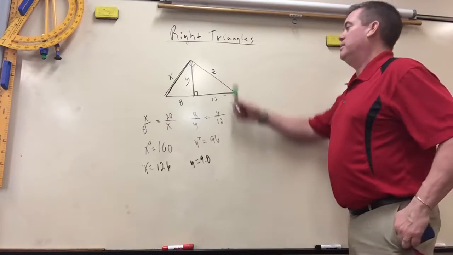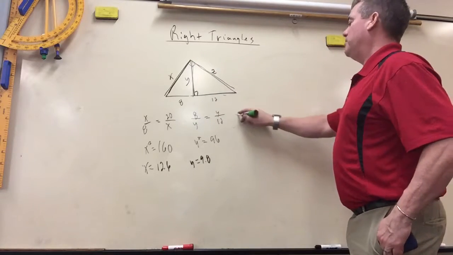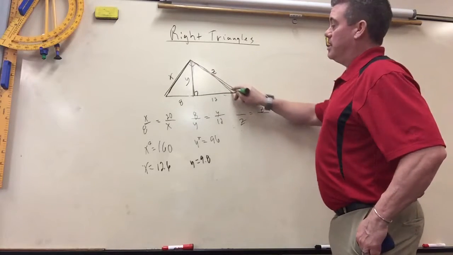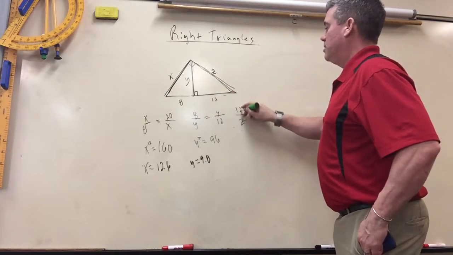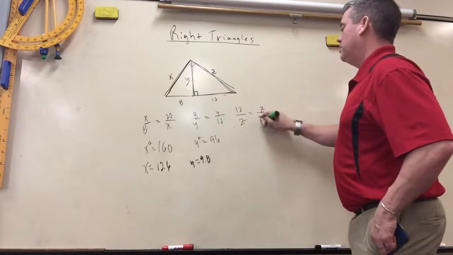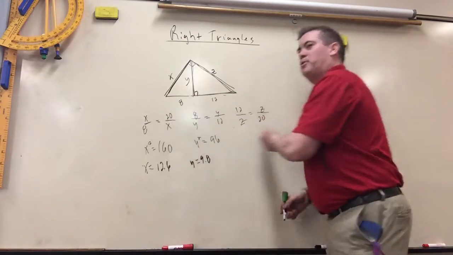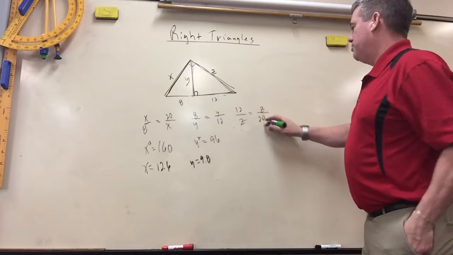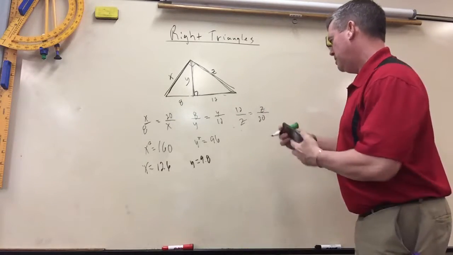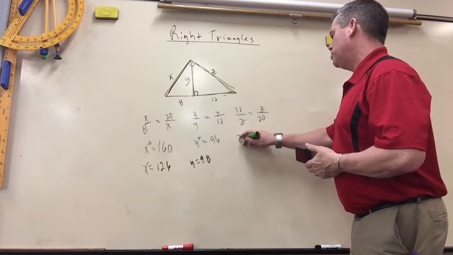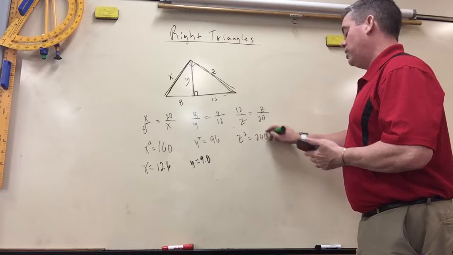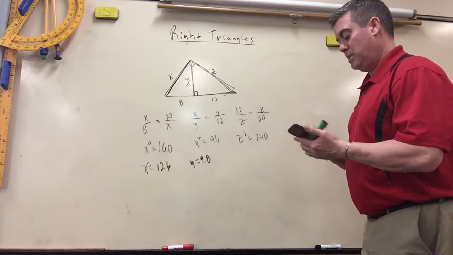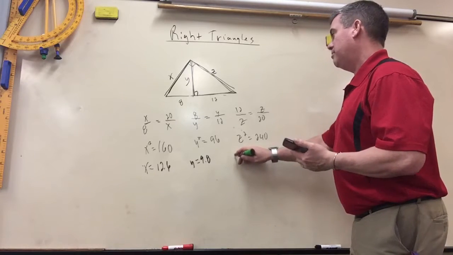And then z is a geometric mean. If you do this leg, you got to put this piece over the whole thing. So you got three different proportions. So this would be 12 times 20 is 240, so z squared equals 240. So you'd square root that, and you'd get 15.5.